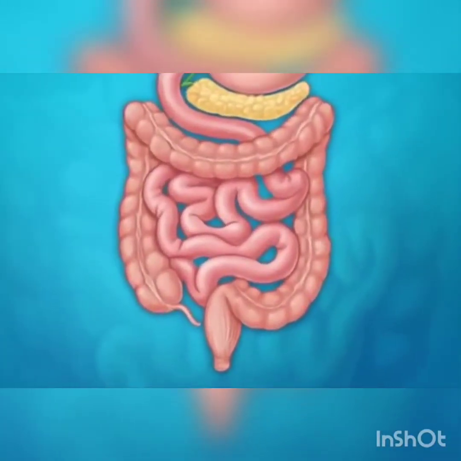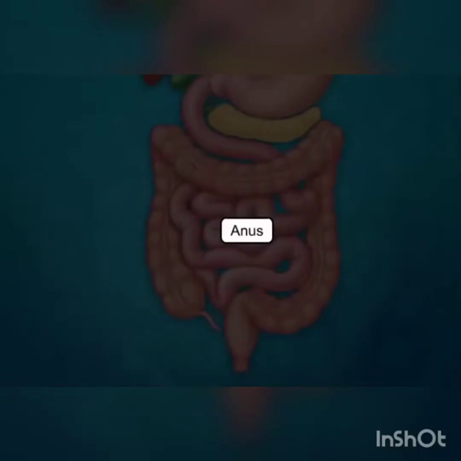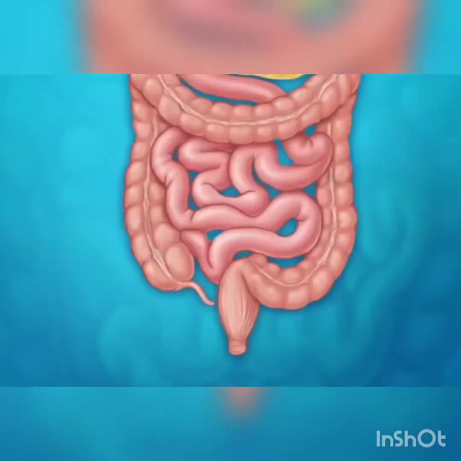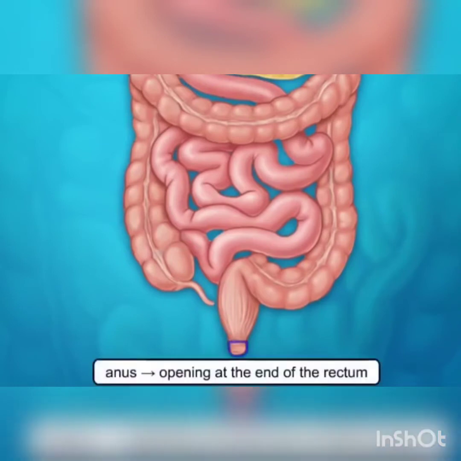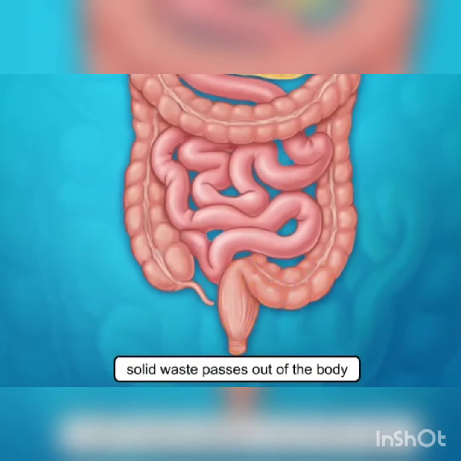Then the next one is the rectum. It is about 12 centimeter long tube at the end of the large intestine, which helps to hold the feces. Then the end point is the anus. The anus is the final point of the digestive system. It is the opening at the end of the rectum. The solid waste from the process of digestion passes out of the body from here.